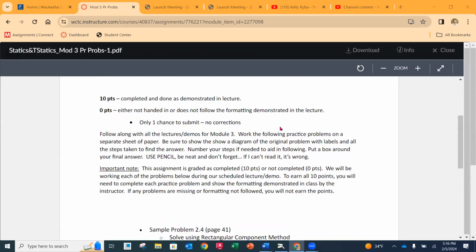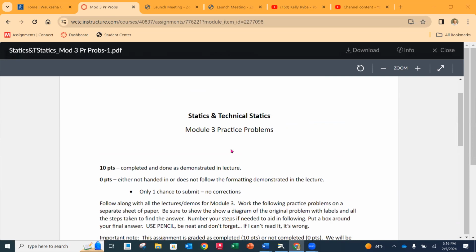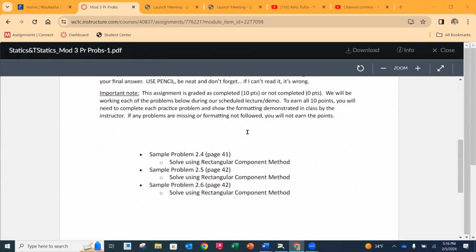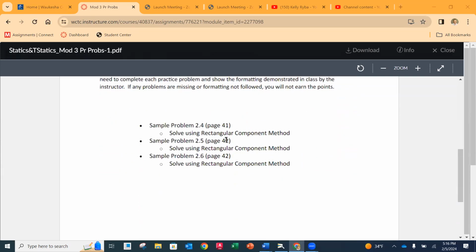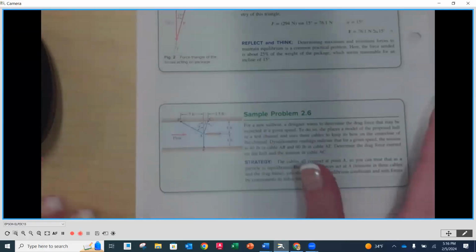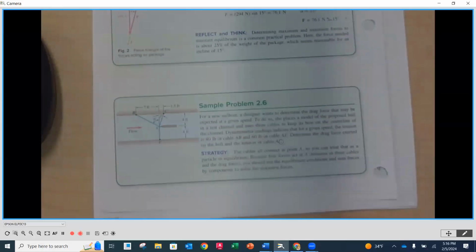Okay, we are looking at finishing up the practice problems for module number 3. The last time we were together, we got through the very first two practice problems. So we want to do one more that is going to be utilizing the rectangular component method to solve for some unknown forces. And then we're also going to continue to implement our conditions and equations of equilibrium.